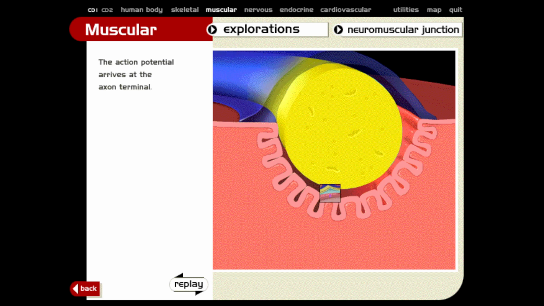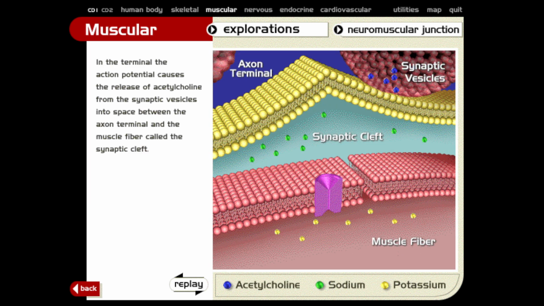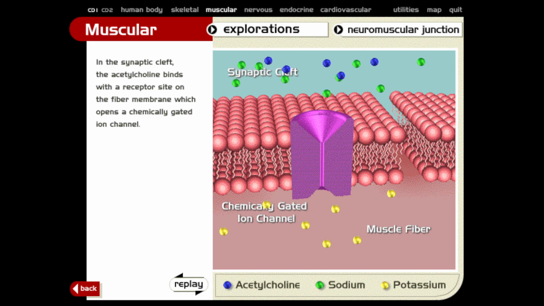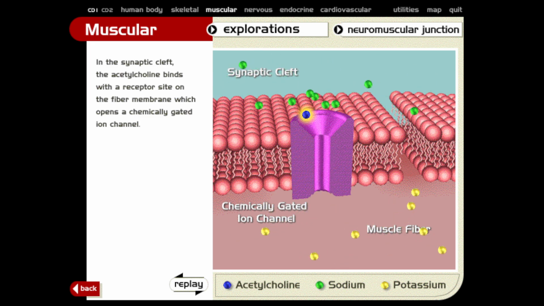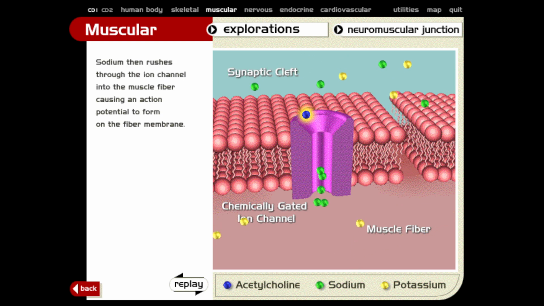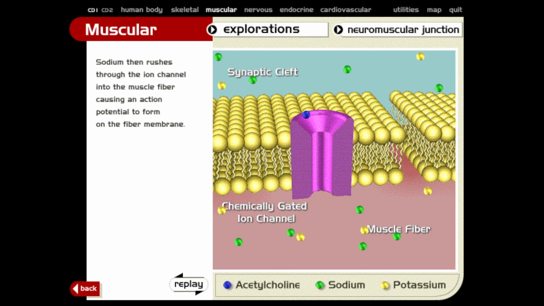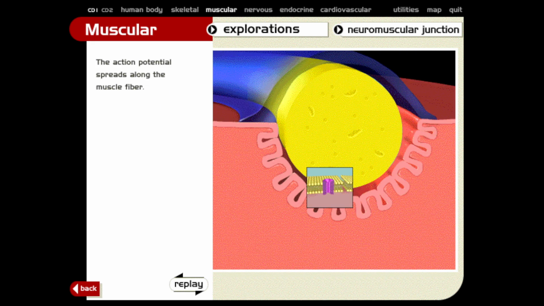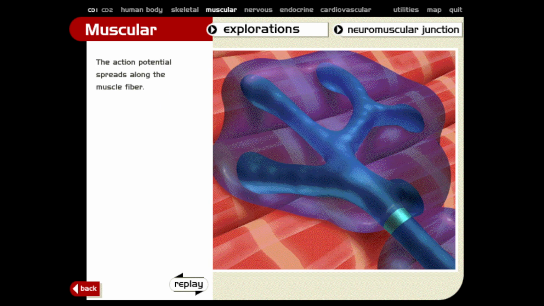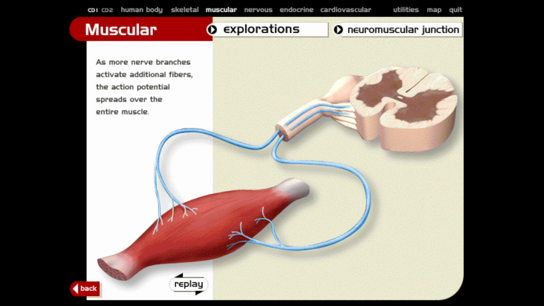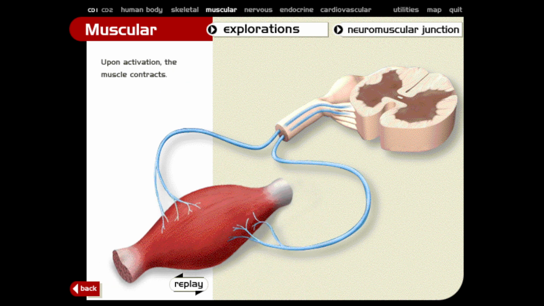The action potential arrives at the axon terminal. In the terminal, the action potential causes the release of acetylcholine from the synaptic vesicles into space between the axon terminal and the muscle fiber, called the synaptic cleft. In the synaptic cleft, the acetylcholine binds with a receptor site on the fiber membrane, which opens a chemically gated ion channel. Sodium then rushes through the ion channel into the muscle fiber, causing an action potential to form on the fiber membrane. The action potential spreads along the muscle fiber. As more nerve branches activate additional fibers, the action potential spreads over the entire muscle. Upon activation, the muscle contracts.